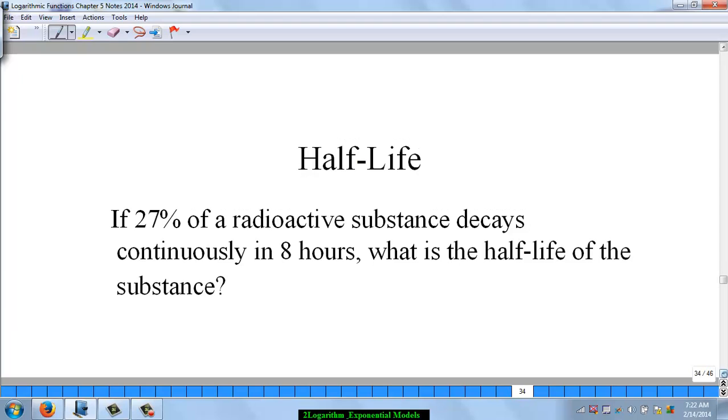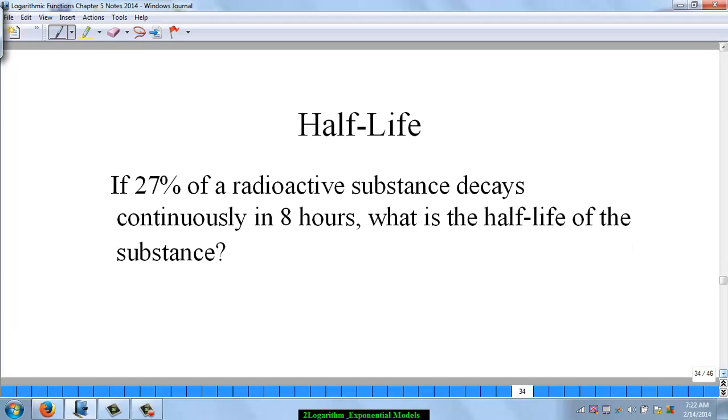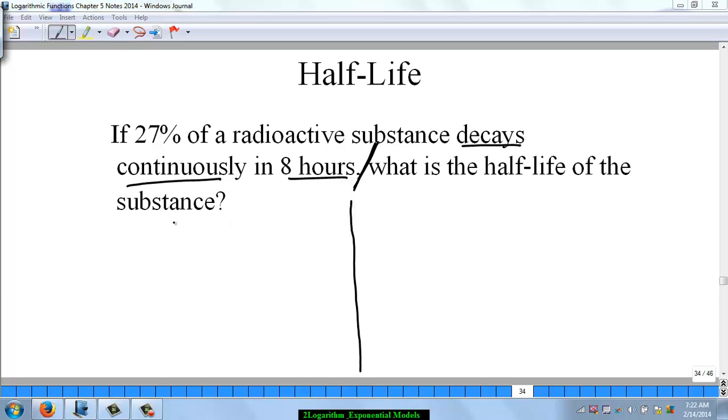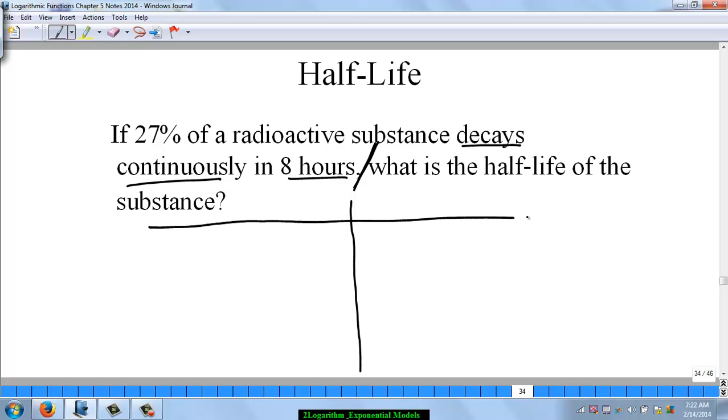Now this problem is probably one of my favorites because it really makes you think, and I want to show you how to set this up so you can solve these types of questions. So I have 27% of a radioactive substance decays continuously in 8 hours. Then they want to know what the half-life is. You've got to look at this and say, well, I want to know what the equation is before I find the half-life. So how I want you to do this is we're going to set it up like a T-chart, if you will. We're going to do the formula first. And then the next thing we're going to do is find the actual half-life.